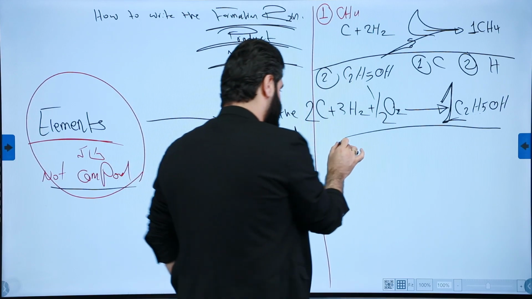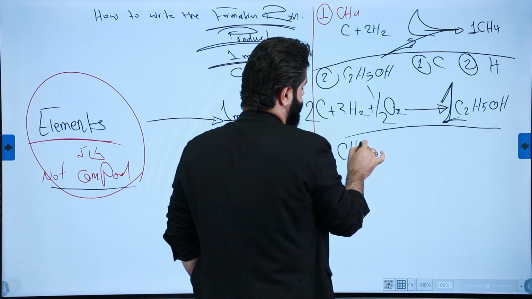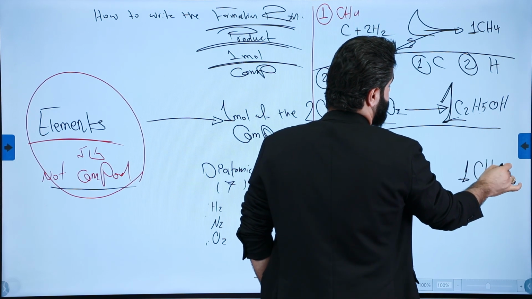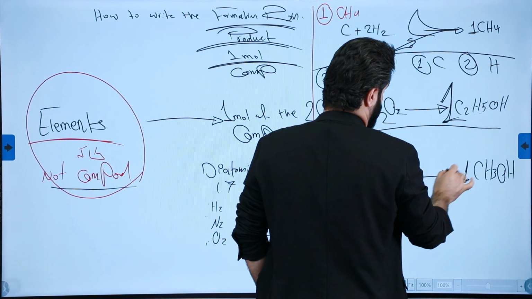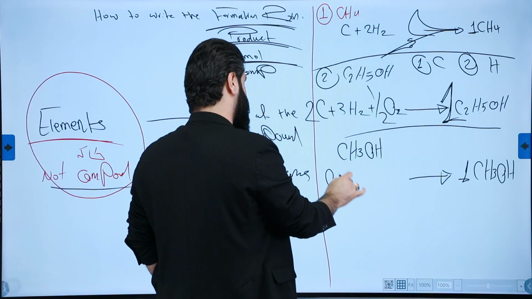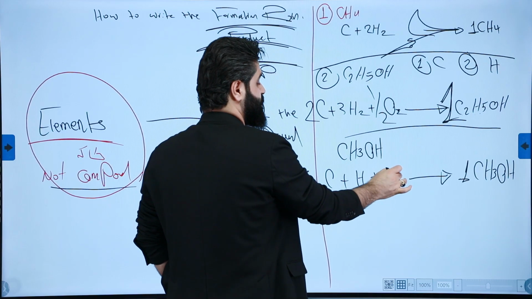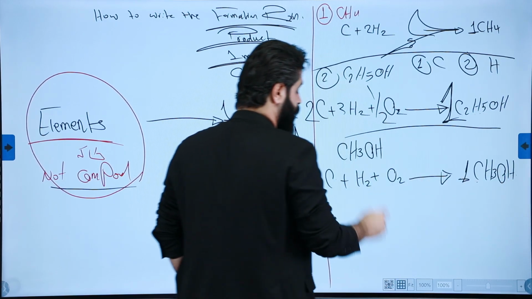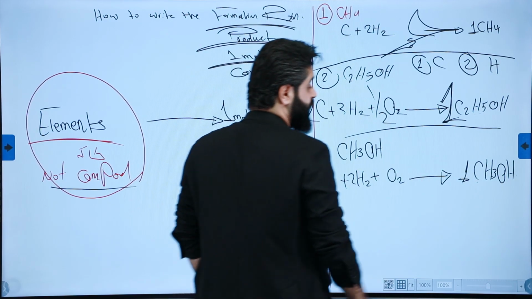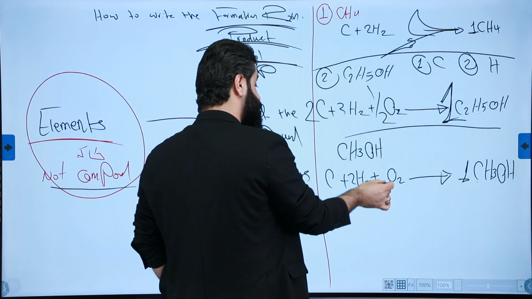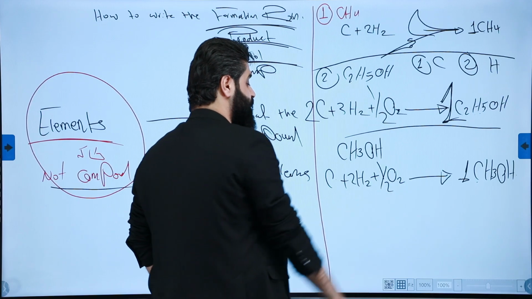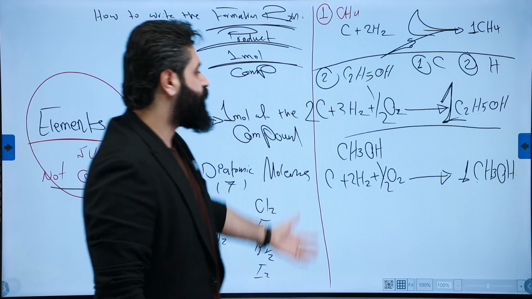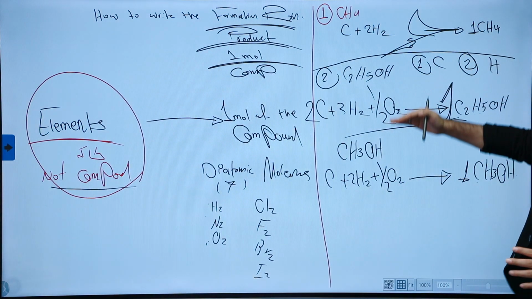The last one, CH3OH. Write 1 mole of the compound at the product side. CH3OH has been produced from the elements carbon, hydrogen, and oxygen. Carbon 1 by 1. Hydrogen 3 with 1, 4. This is 2 times 2, 4. Then oxygen here is 1, but here we have only 2 oxygens, so multiply this by 1 over 2. Good. This is called the formation equation. These are formation equations.